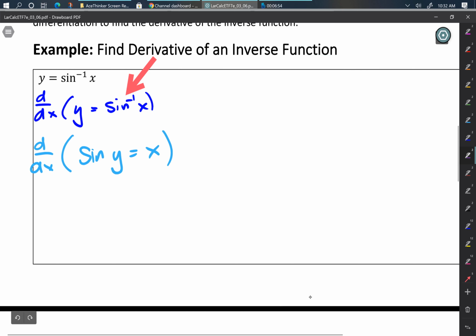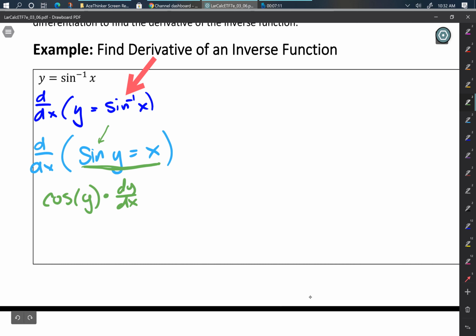Now I can use the techniques that I learned last section, because this is now an implicit function, and I know how to take the derivative of sine. I can say then that the cosine of y times my dy dx is equal to 1, and then I can go a step further and say then that dy dx is equal to 1 over the cosine of y.